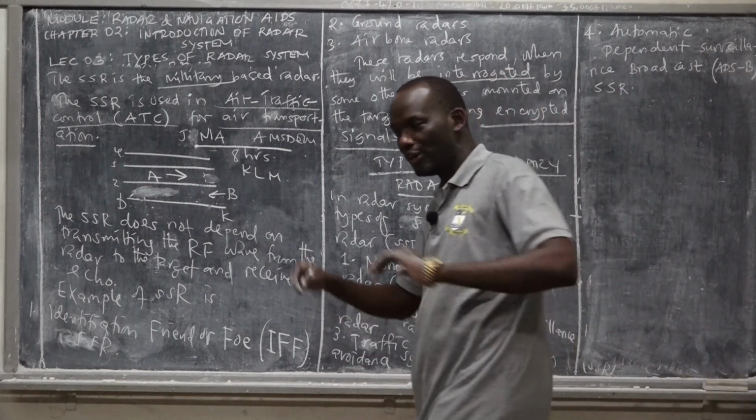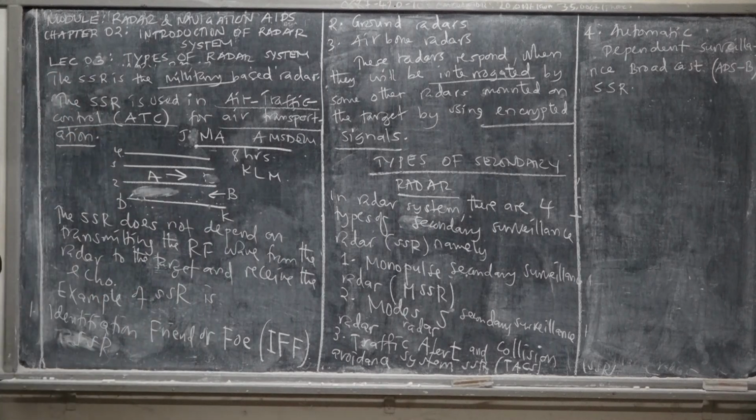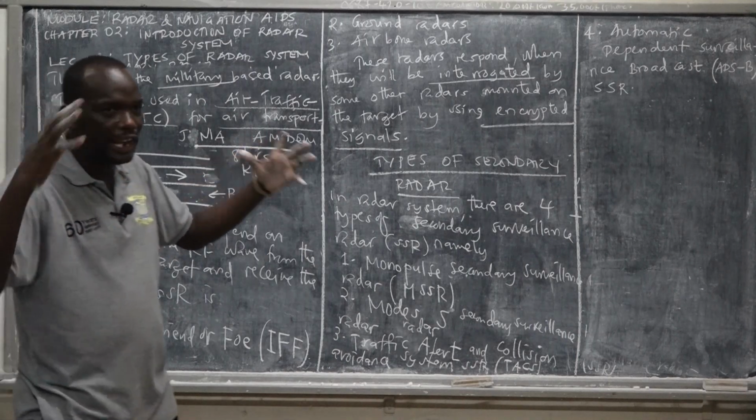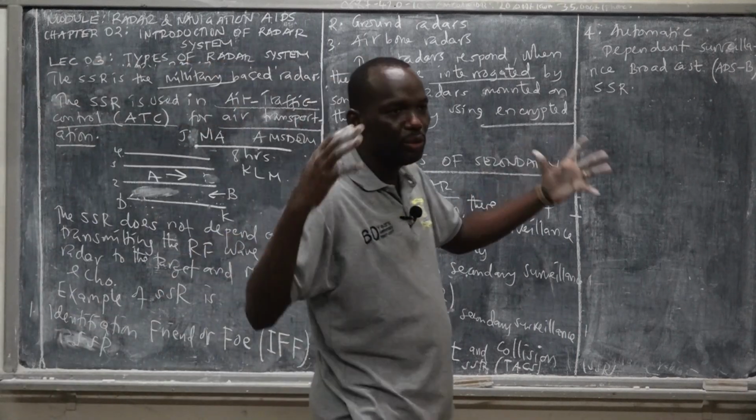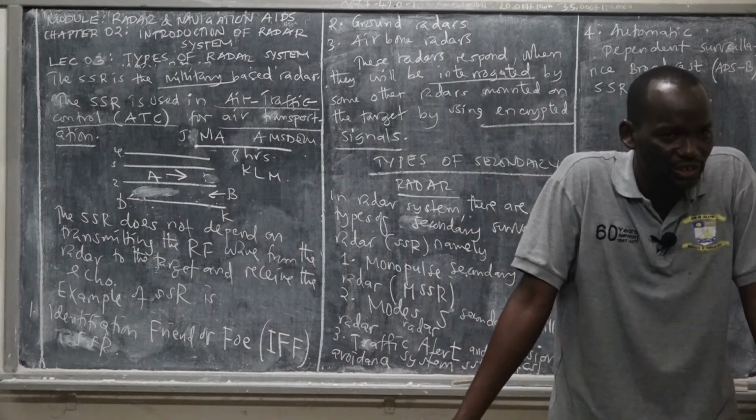Ask your neighbor, when you remember the movies that you've been watching, which type of radar have you seen in it? Within the aircraft, within the helicopter, or within the airport, or within the building? So ask your neighbor, which type of radar have you seen in those movies?